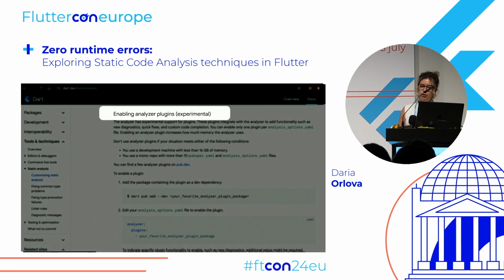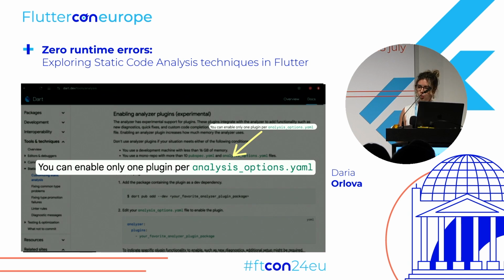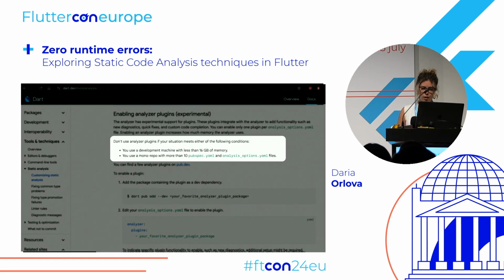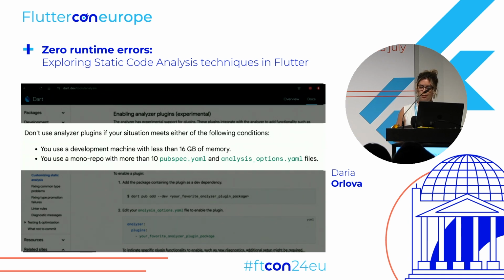The thing that you need to know about Dart Analyzer plugins is that, first of all, they're experimental. You can only enable 1 plugin per analysis_options.yaml. And enabling an analyzer plugin increases how much memory the analyzer uses. And you also should not use analyzer plugins if your situation meets either of the following conditions: you use a development machine with less than 16 GB of memory, or you use a monorepo with more than 10 pubspec and analysis options files.